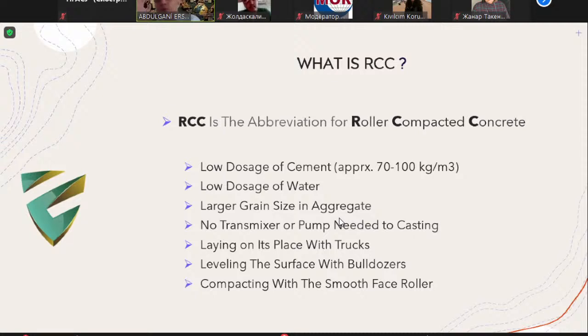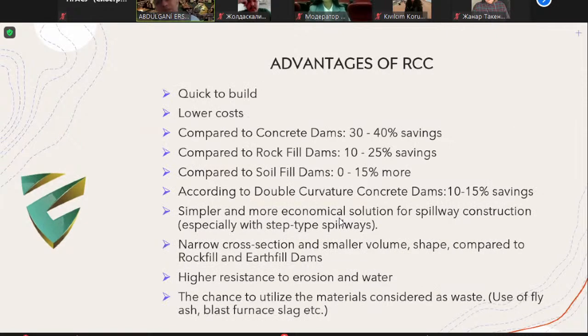RCC is almost dry, unlike conventional concrete. Larger grain size in aggregate. The grain size of the aggregate of RCC is 2.5 times bigger than in ordinary concrete. No transmixer or pump is needed for casting. Actually, you are not casting RCC. You are laying RCC with trucks and leveling with bulldozers. So the last stage of producing RCC is compacting with smooth face rollers.